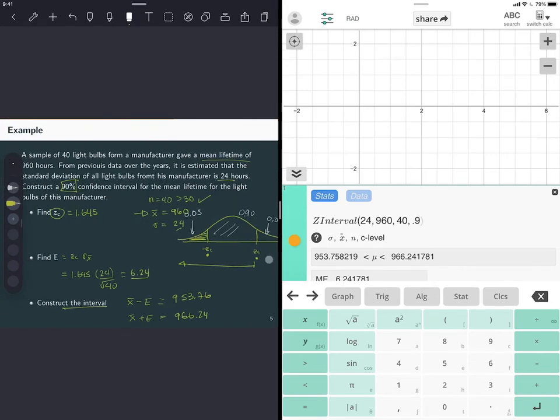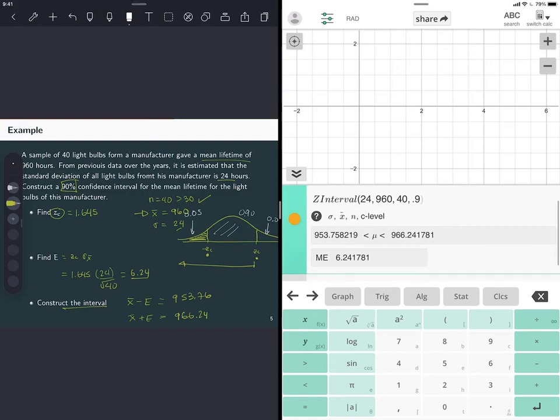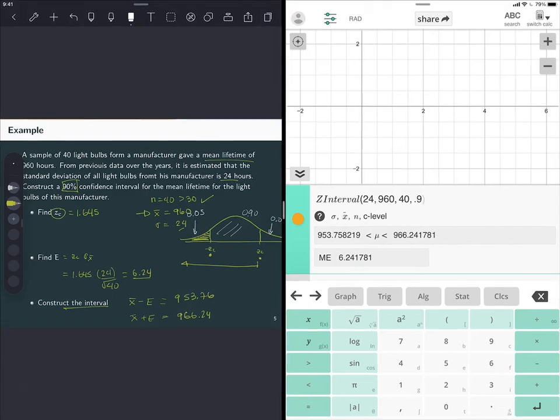Yeah, so these are numbers the calculator is giving us. 953.76, rounds to this, right? Sorry, I can erase that. And 966.24, this value. And it reports right here, this number, the ME, is the margin of error, the number we got from here. So the calculator gives us this directly, so we can use it, but there's going to be some instances where you still need to jump into the formula, as we'll do in a minute.